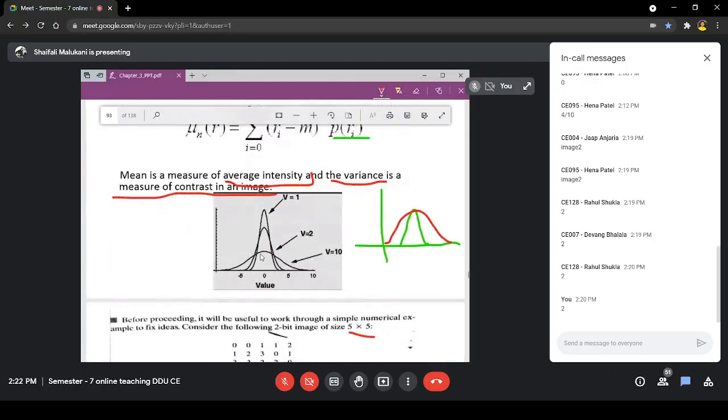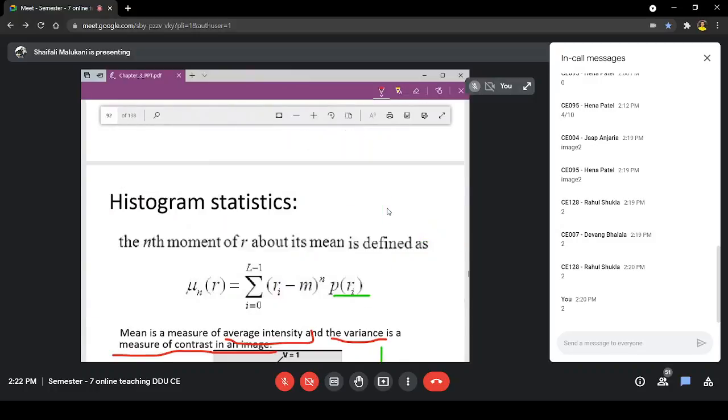So this is all about statistics of an image. Any doubts so far in image statistics? Okay, so we are concluding the lecture here.